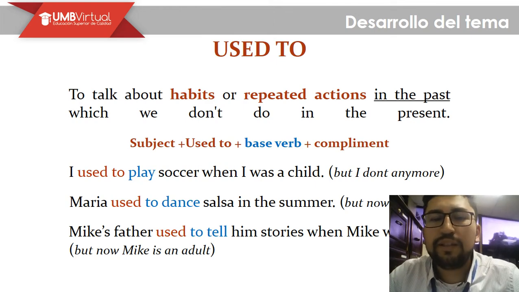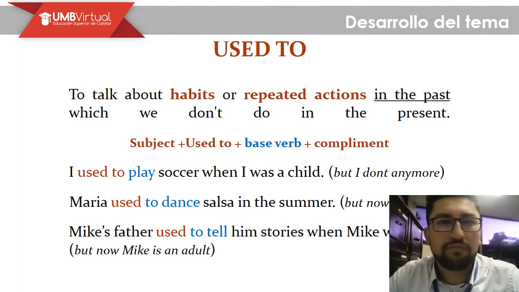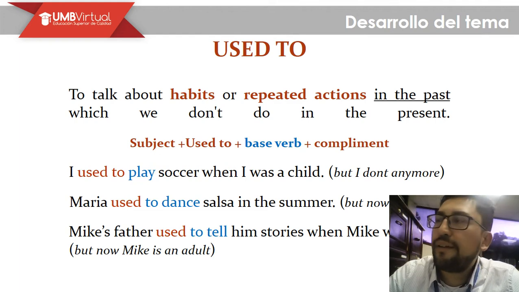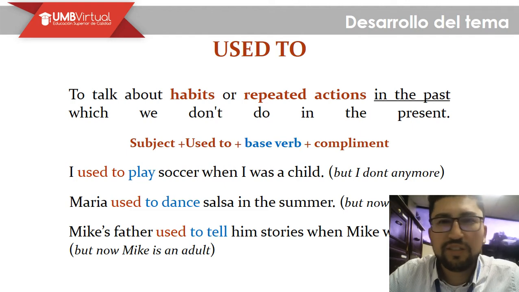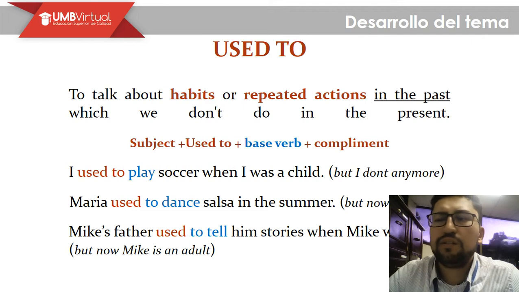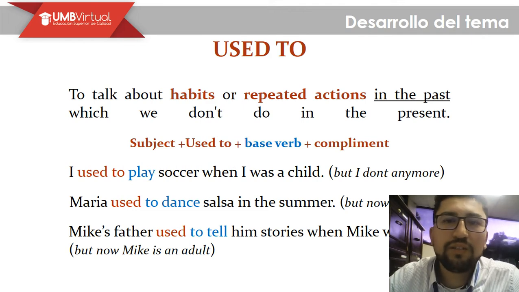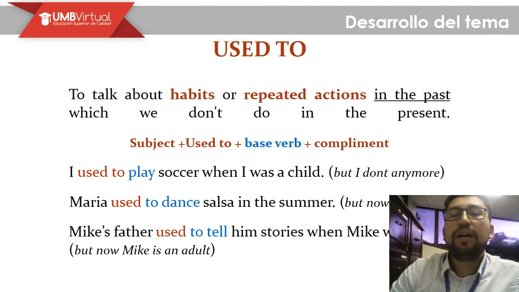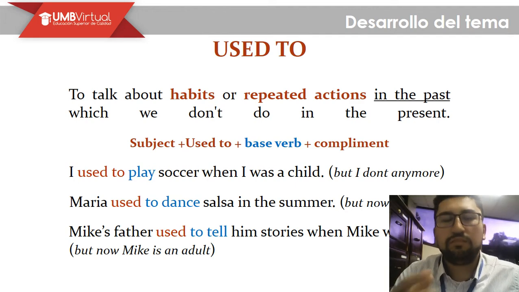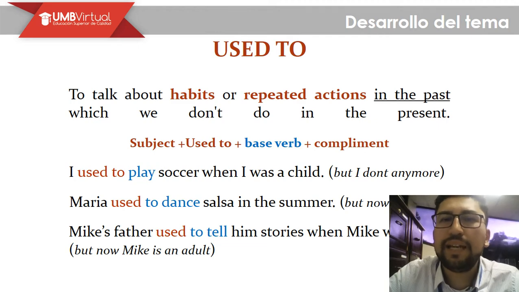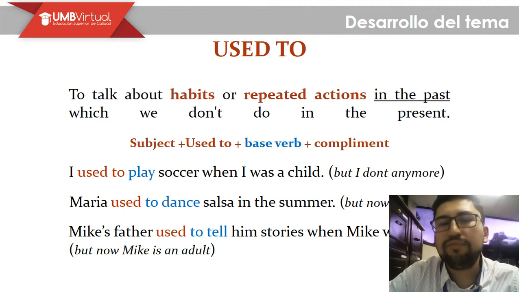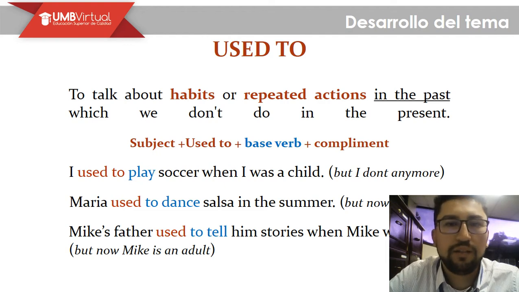Now, with the negative it is no solía, right? So, for example, yo no solía salir hasta tarde. Yo no solía tomar alcohol cuando era niño, right? But now I used to do this and so on, right? So be careful with the negative form, because in the negative form you don't conjugate this.